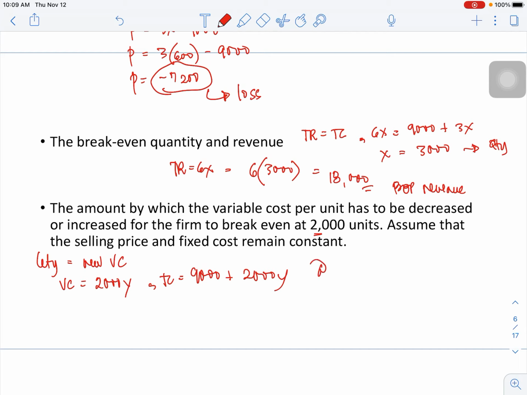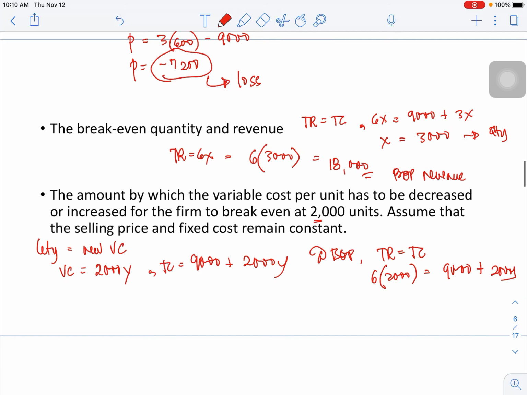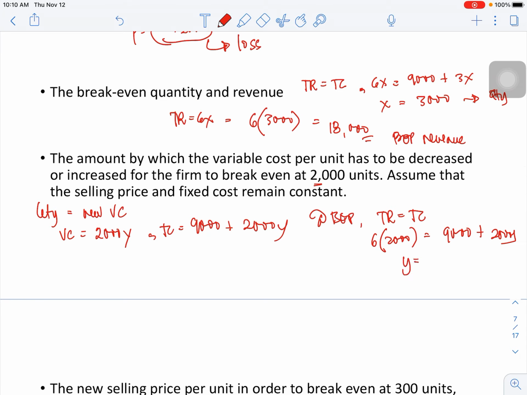At BEP, TR is equal to TC. So we have here 6 times the quantity, 2,000, is equal to 9,000 plus 2,000 Y. So what is our Y? We have 1.50. So this is our new variable cost per unit. From 3 pesos before, it decreased to 1.50.